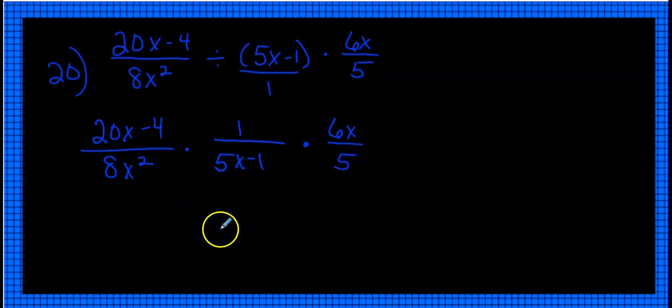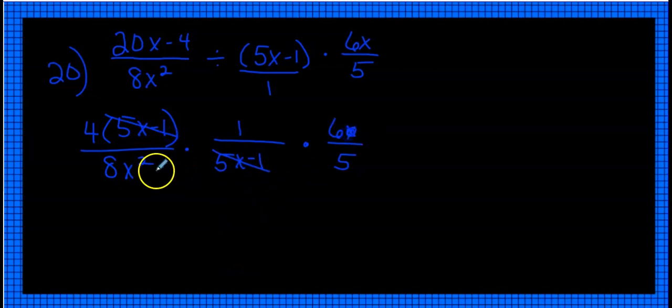All right, so what can be factored? The only thing that can be factored is this right here. So instead of rewriting the whole thing, I'm going to erase it and go ahead and factor it. Take out that 4, and that would be 5x minus 1. So let's see, what can I cancel out? I can cancel out the 5x minus 1. I can do this x and this x squared. And then I can do the 4 and the 8.